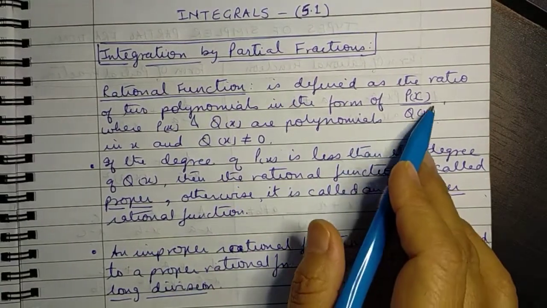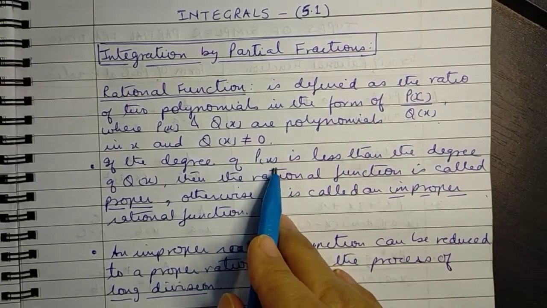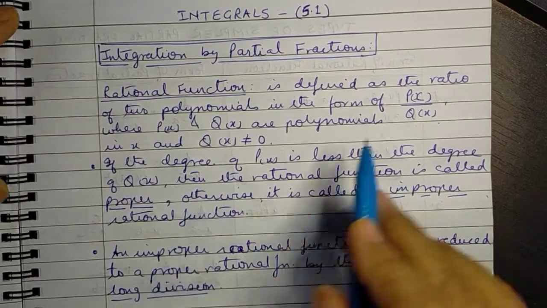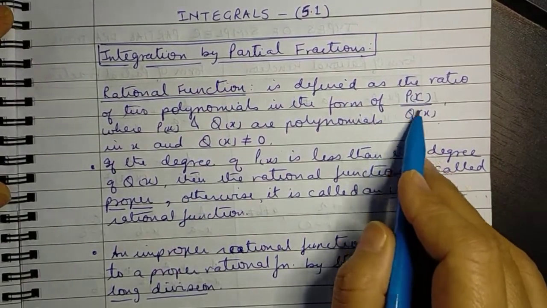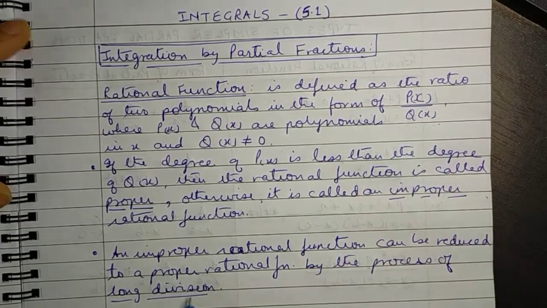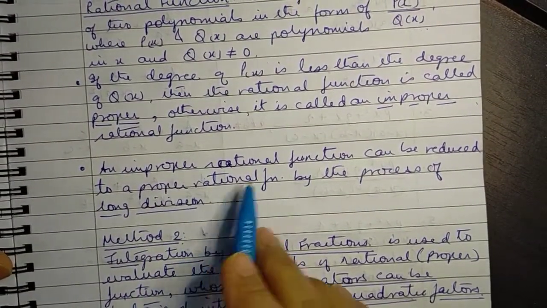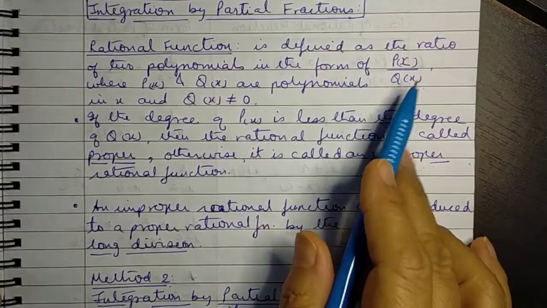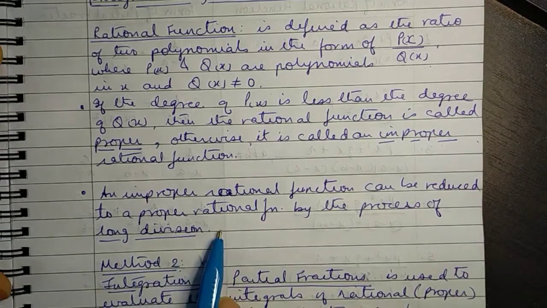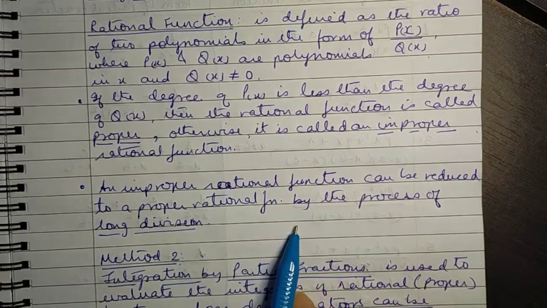To be able to deal with an improper rational function, we have to first convert it to the proper form. That is, we have to convert it to a form where the numerator is of a lower degree than the denominator. This can be easily achieved by the process of long division. So whenever we come across a rational function which is improper in nature, we first apply long division, convert it to proper form, and then deal with it.